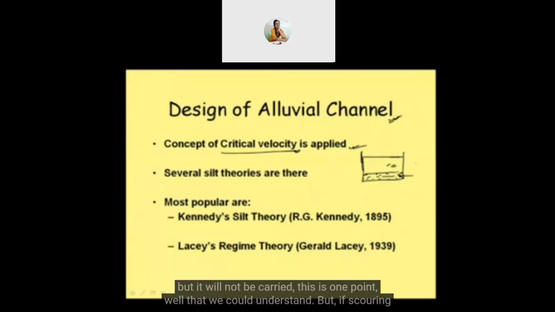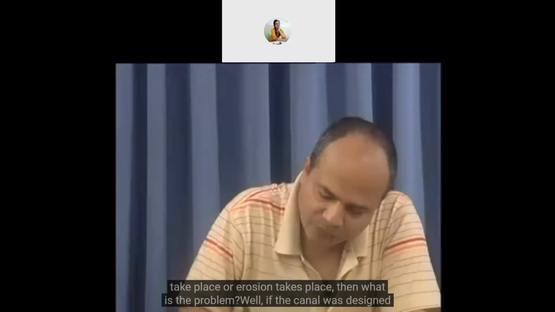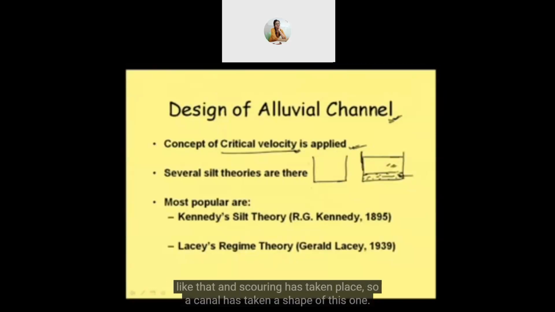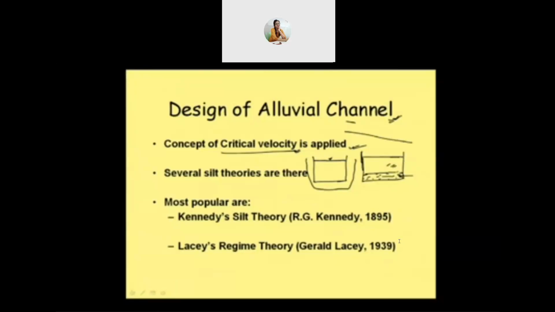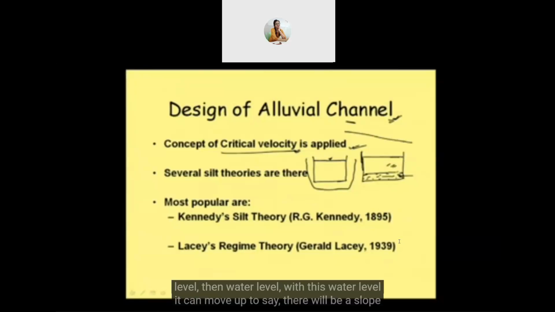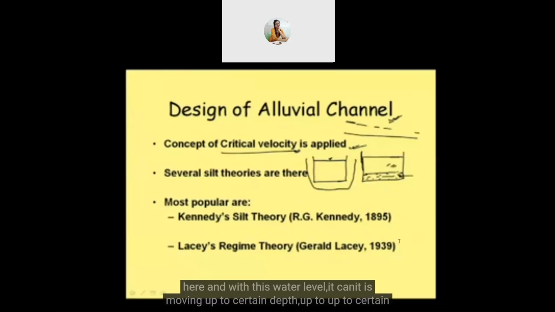Well, that we could understand. But if scouring or erosion takes place, then what is the problem? If the canal was designed like that and scouring has taken place, the canal has taken the shape of this one. Now, with a given discharge, earlier it was expected that the water would flow at this level. In a canal, with this water level, there will be a slope here, and it moves up to a certain distance. Here, depth will gradually come down.